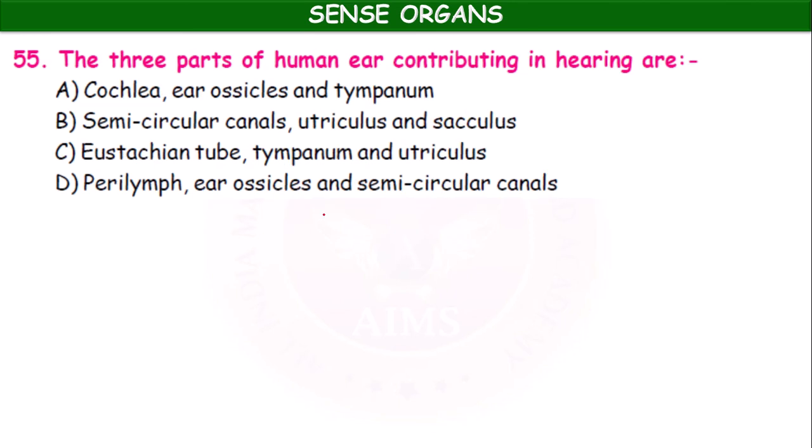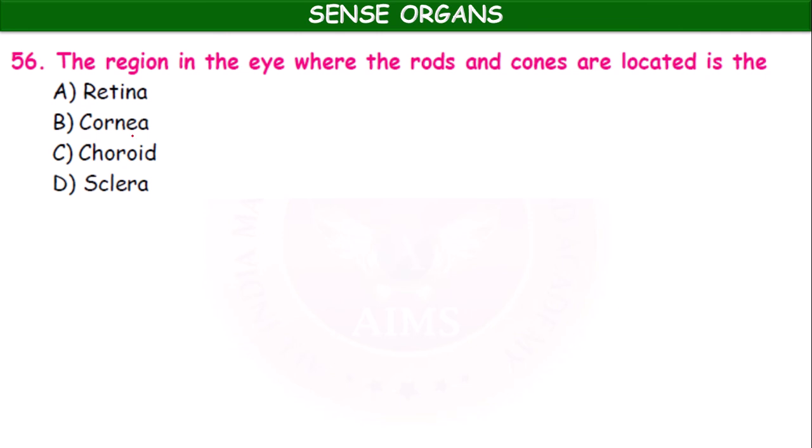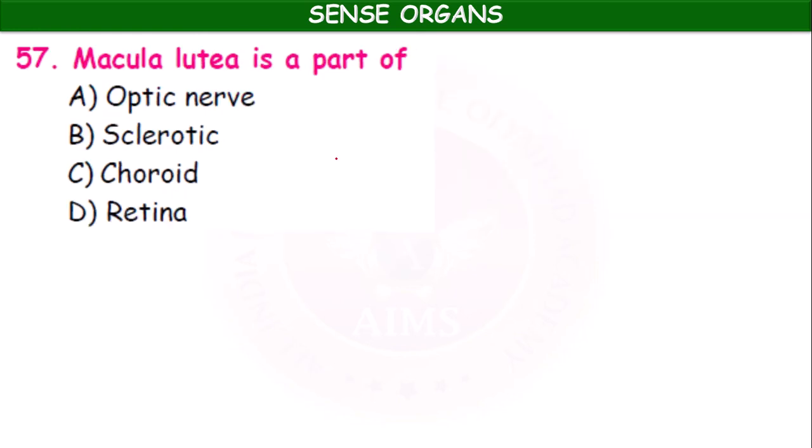The three parts of human ear contributing in hearing are: cochlea, ear ossicles and tympanum; semicircular canals, utriculus, sacculus; eustachian tube, tympanum and utriculus; perilymph, ear ossicles and semicircular canals. It is the cochlea, ear ossicles and tympanum. The region in the eye where the rods and cones are located is retina, cornea, choroid, sclera. It is the innermost layer of the eye, that is retina, where the rods and cones are present. Macula lutea is a part of optic nerve, sclerotic, choroid, retina. It is a part of retina.